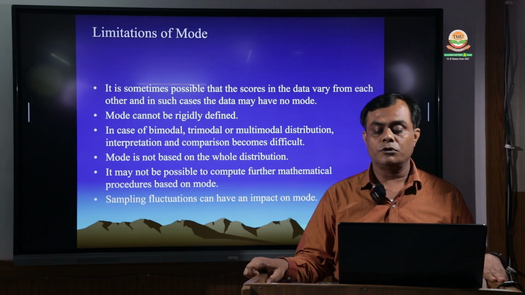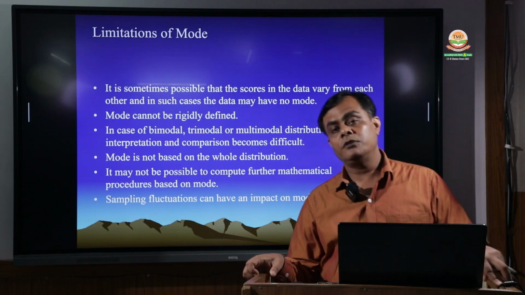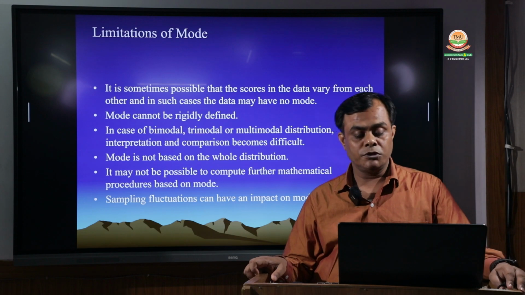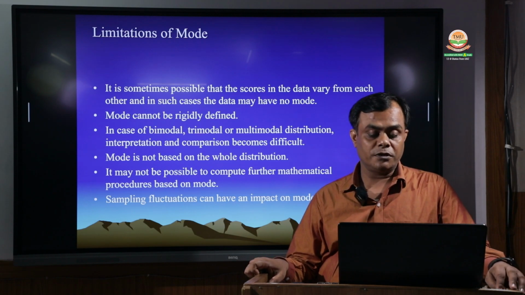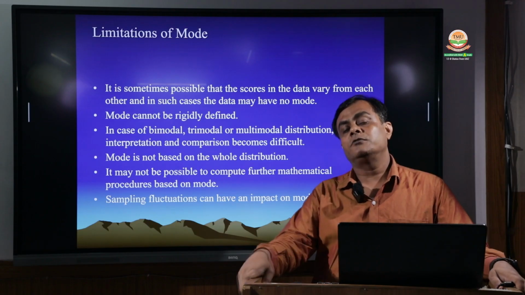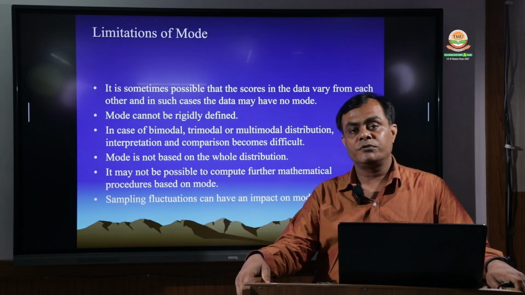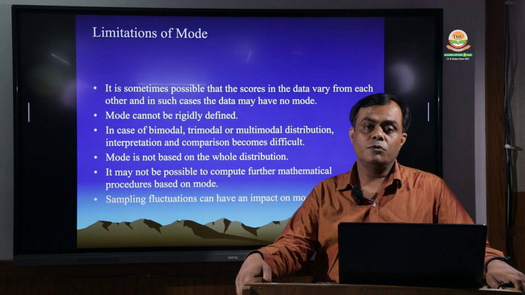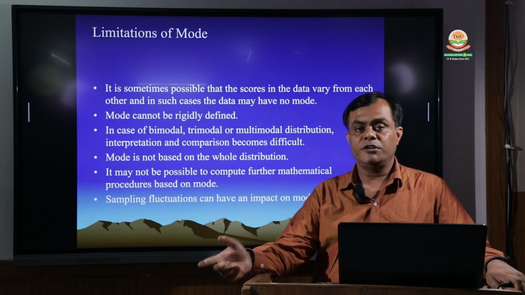Mode is not based on the whole distribution. So simply we can say that the mode value is not based on the whole distribution. It may not be possible to use it in mathematical procedures. For further mathematical calculation, mode is not as useful as the median and mean.